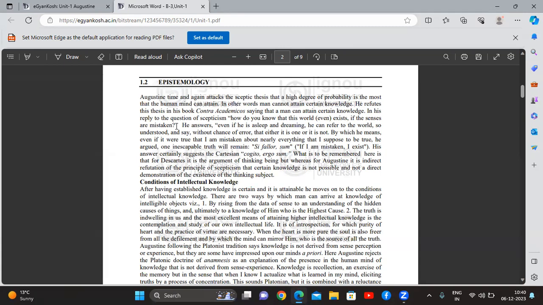If I am mistaken, at least I can be sure of the fact that I exist. उसमें कोई doubt नहीं है. हो सकता है, चलो ठीक है, let me go with your argument कि everything else in the world I could be wrong about. He's telling the skeptics. It could be that I am wrong about everything in the world. मगर इतना तो sure है कि it is me who is wrong. It is me who is mistaken. That means at least I know that I exist.